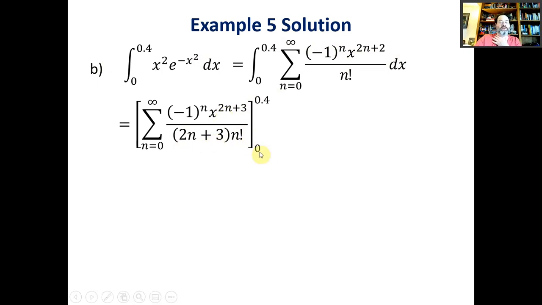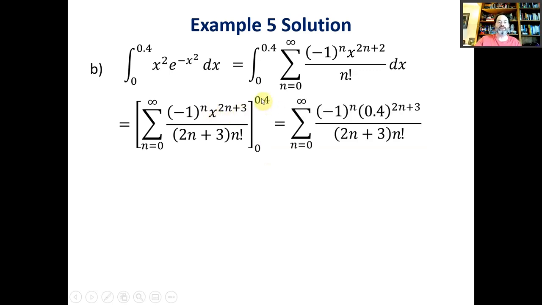Now the lower limit when I evaluate is 0. So if I plug 0 in here, the whole thing goes away. So all I really need to do is worry about the top. So I'm just evaluating this whole expression at 0.4.